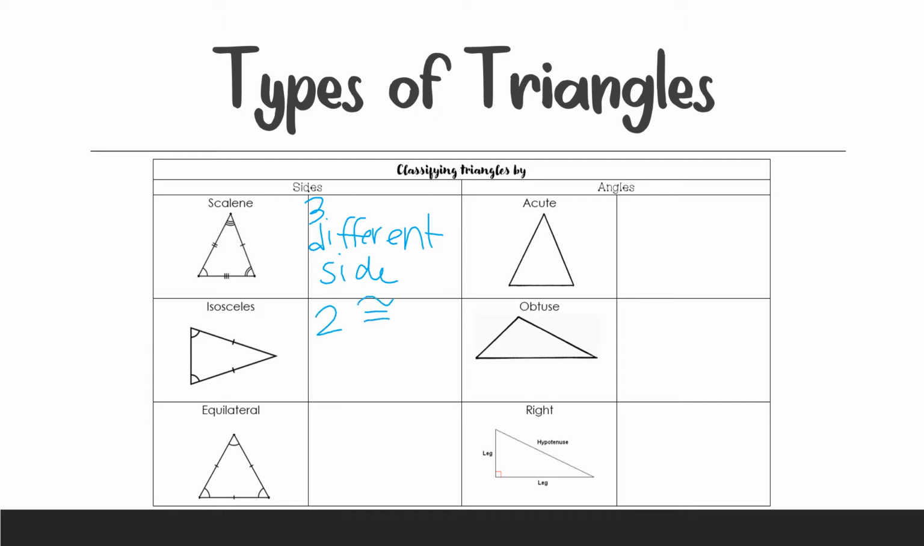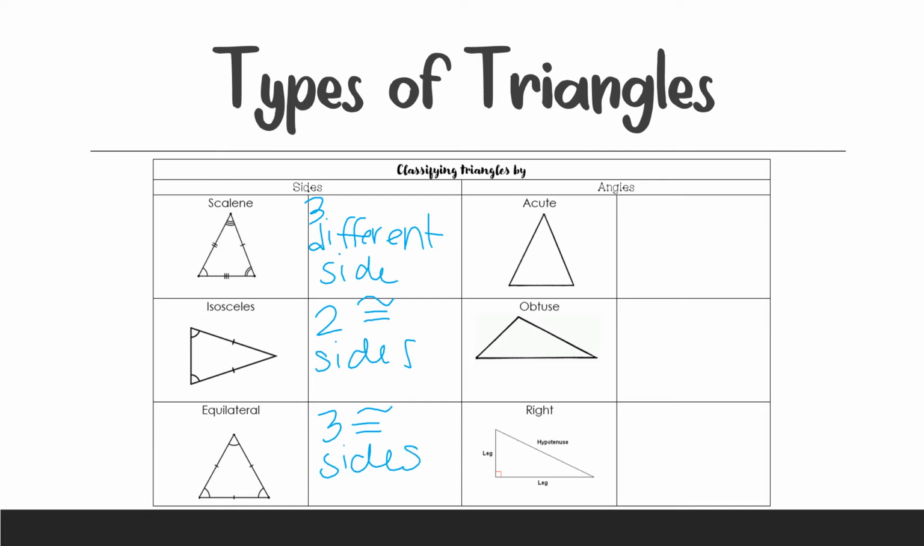So I'm going to say 2 congruent sides. And equilateral would be all 3 sides are congruent. Equa meaning equal, lateral meaning sides, so equal sides.